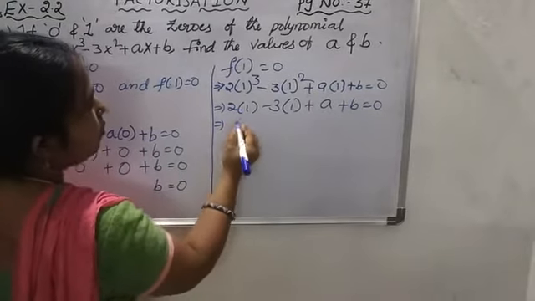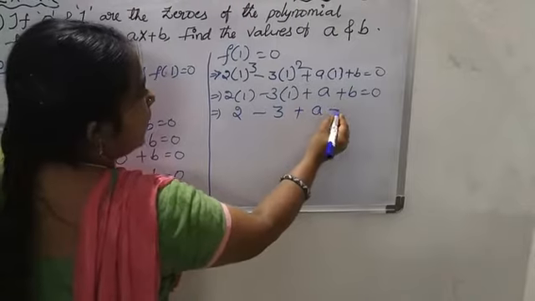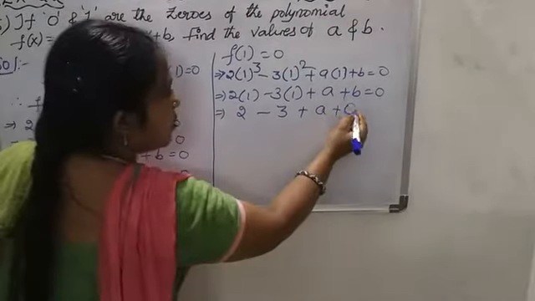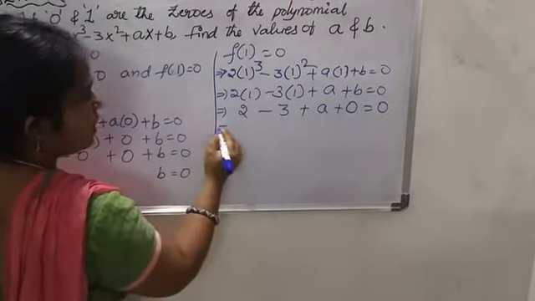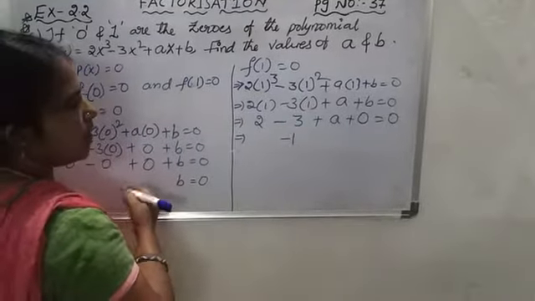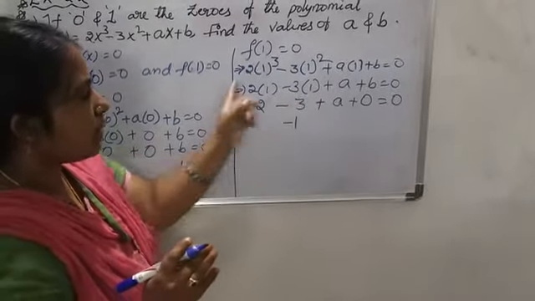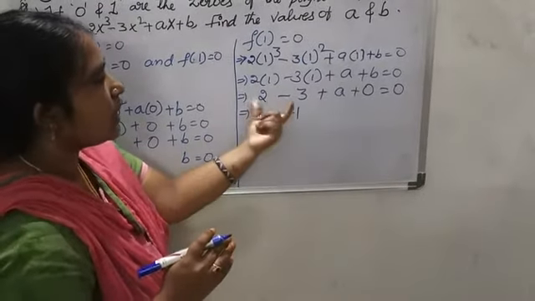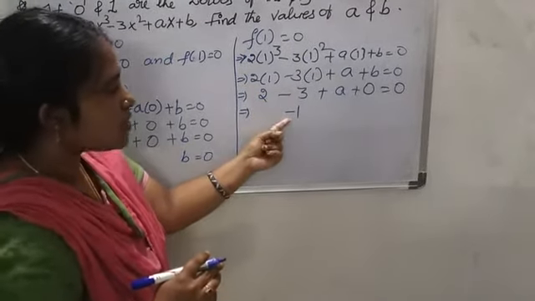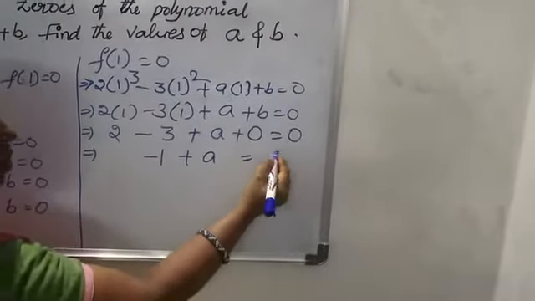That implies 2 ones are 2, minus 3 ones are 3, plus a plus b. Already we know the value of b. What is the value of b? That is 0. Substitute here: plus 0 is equal to 0. 2 minus 3, the value is minus 1. How can we get minus 1? 2 minus 3 is not possible directly, so we take 3 minus 2. 3 minus 2 is equal to 1. Of these two, 3 is the biggest value, and in front of the 3 there is a minus, so the answer is also minus. Plus a, omit this 0, is equal to 0.